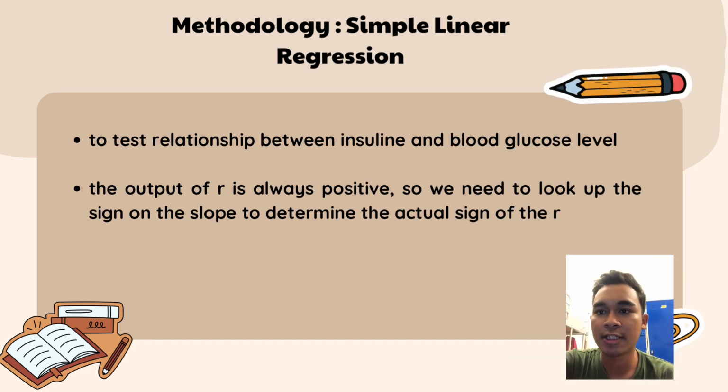For methodology simple linear regression, to test relationship between insulin and blood glucose level. The output of R is always positive, so we need to look up the sign on the slope to determine the actual sign of the R.